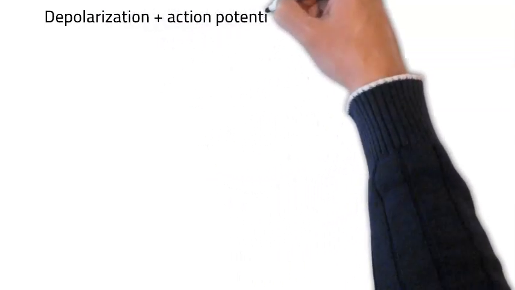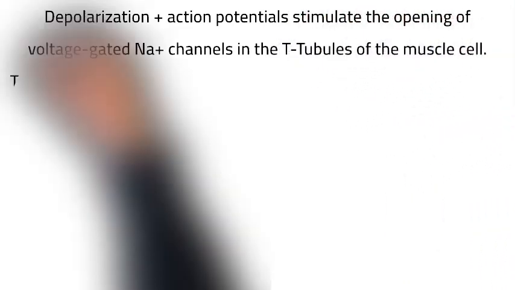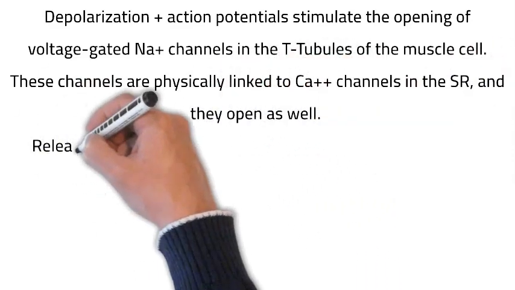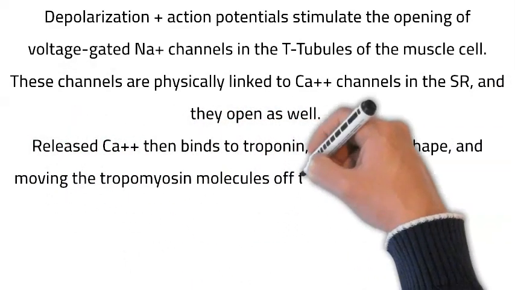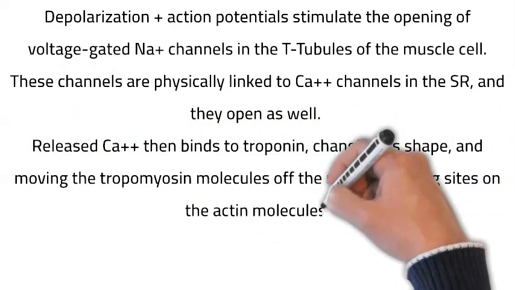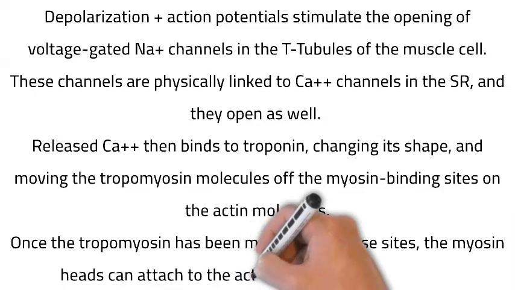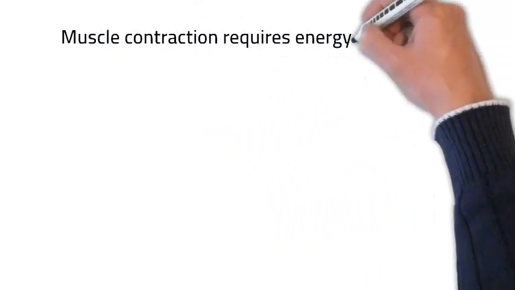So, back to depolarization. If the cell is sufficiently depolarized, action potentials will then stimulate the opening of voltage-gated sodium channels in the T-tubules of the muscle cell. These channels are physically linked to calcium channels in the sarcoplasmic reticulum, and they open as well. Released calcium then binds to troponin, changing its shape and moving the tropomyosin molecules off the myosin binding sites on the actin molecules. Once the tropomyosin has been moved from these sites, the myosin heads can attach to the actin, forming a cross bridge.